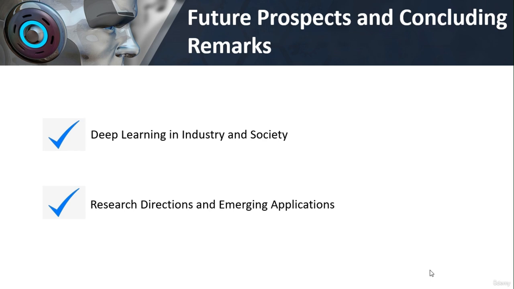Second, we have research direction and emerging applications. We already discussed and explored the frontier of deep learning research, discussing emerging trends and promising direction. Topics such as self-supervised learning, graph neural networks, continual learning, and explainable AI are covered. We highlight potential applications in areas like robotics, healthcare, climate modeling, and quantum machine learning.